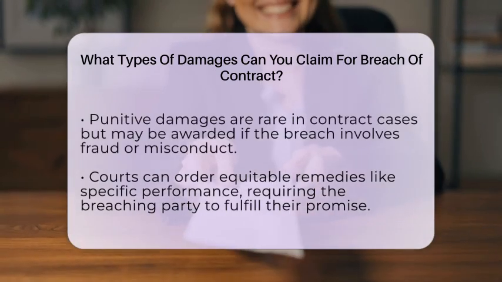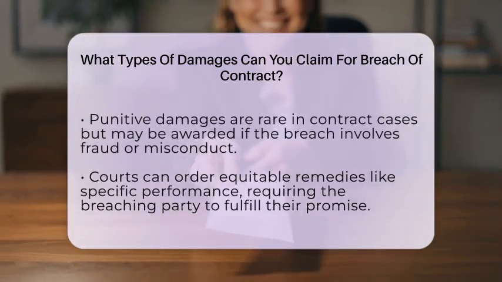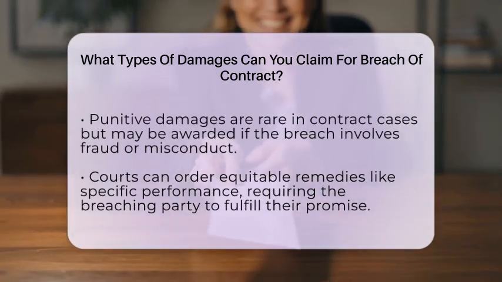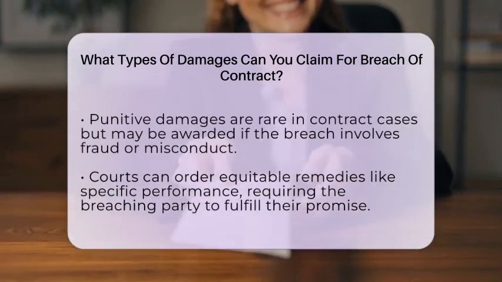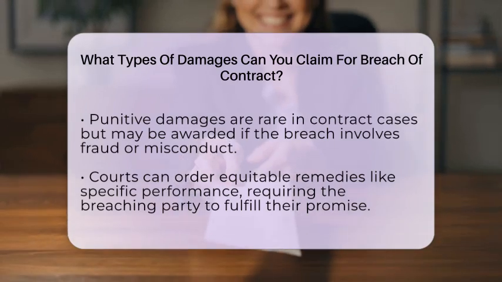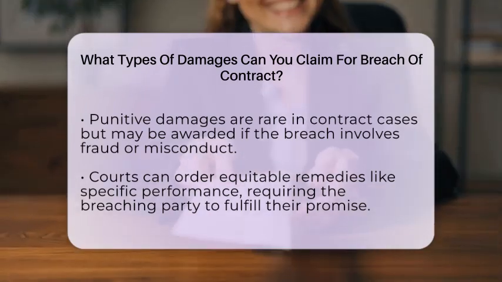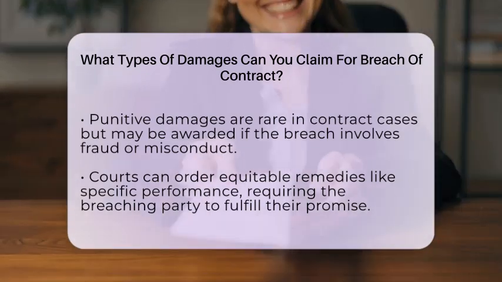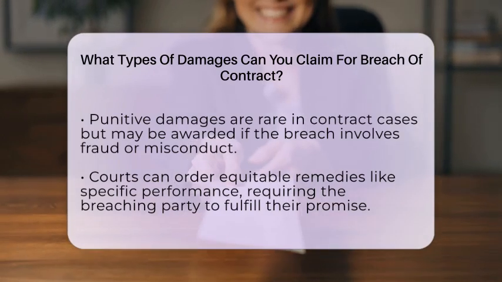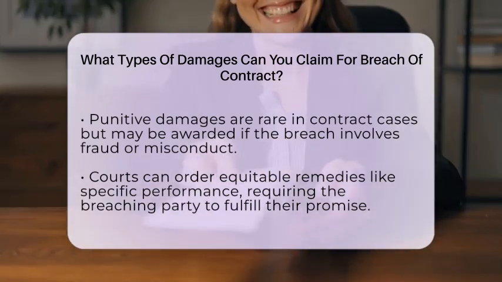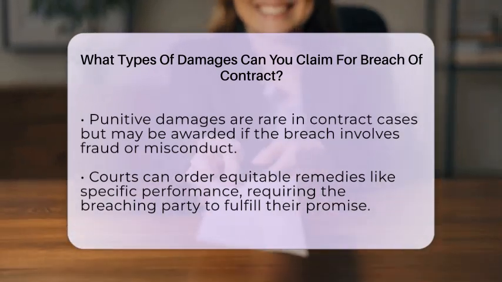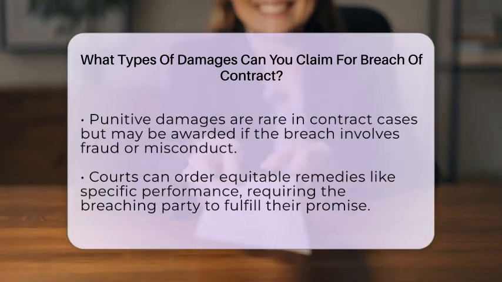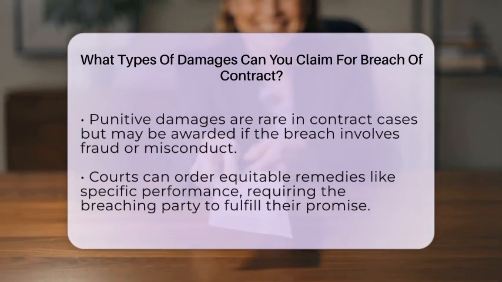These are small amounts awarded when a breach happens but no real financial loss occurs. They are symbolic, like $1, to show that a breach took place and to protect your rights. Punitive damages are less common in breach of contract cases. Usually, they are not awarded because the law focuses on compensation. But if the breach involves fraud or serious misconduct, courts might award punitive damages to punish the wrongdoer and discourage similar behavior.